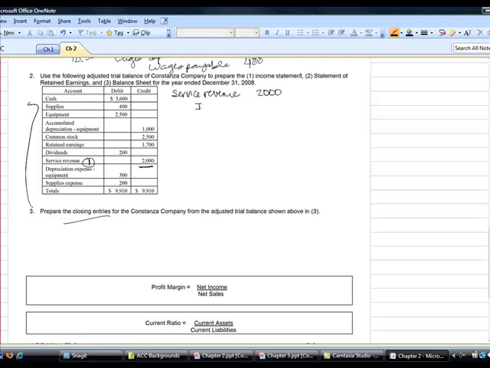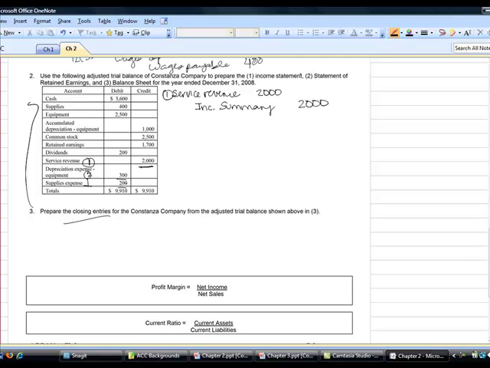I'm going to close that out to income summary for 2000. That's step 1. Step 2, I want to close out expenses. There are 2 expenses here: depreciation expense and supplies expense. See that the balances are debits here. Expenses are always debited, except when we want to make them 0.